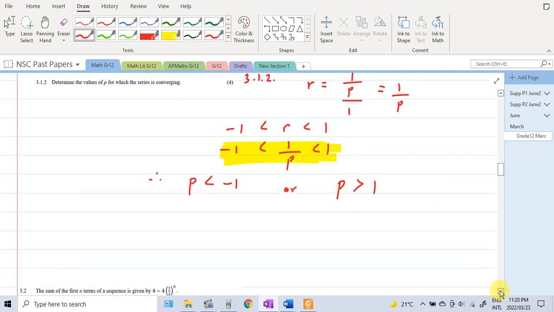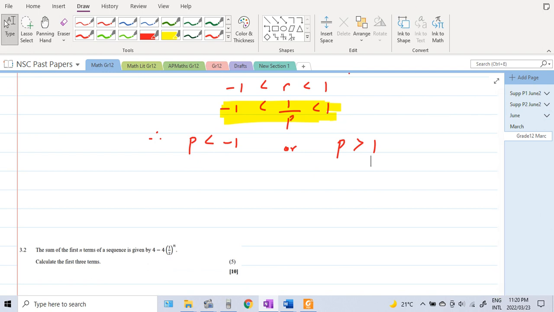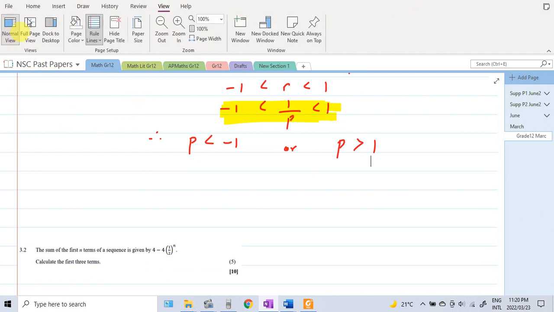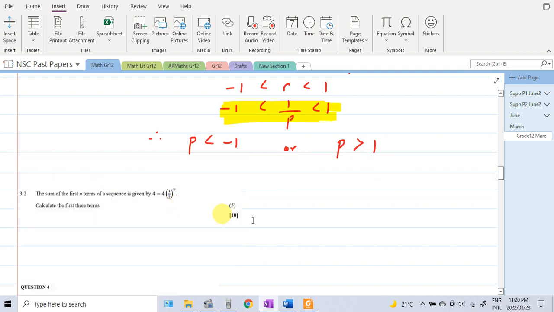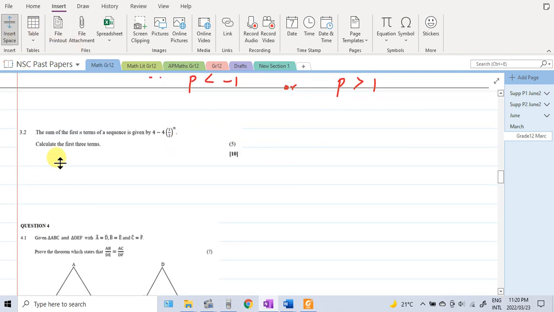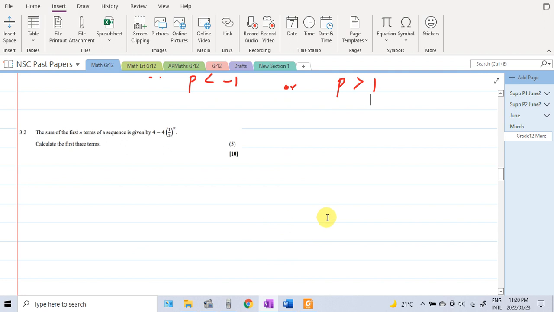Right guys, let us look at question number 4. Let's make some space here, shift it up, and make more space inside here. What we are given is that the sum of the n terms of a sequence is given by 4 minus 4 into half to the power n. Calculate the first 3 terms.